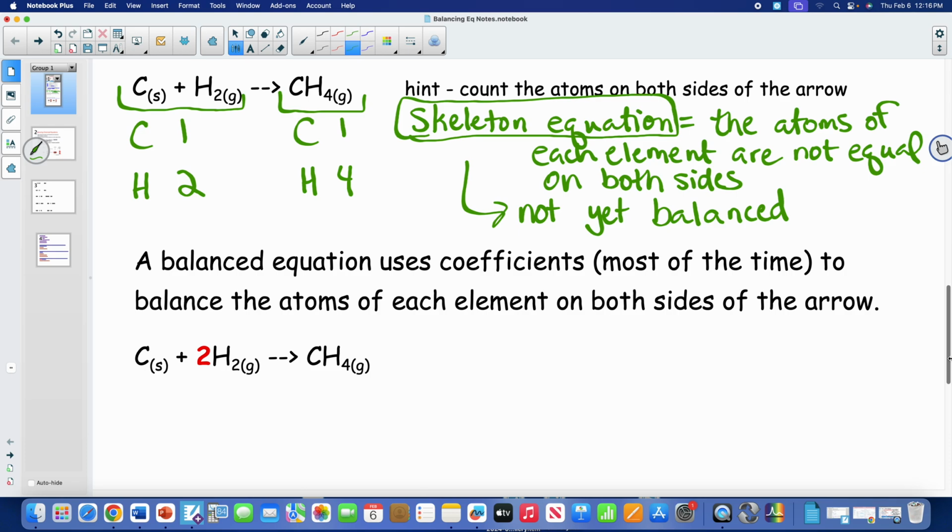Okay, so a balanced equation uses coefficients most of the time. Sometimes you'll have an equation that's balanced without any coefficients, to balance the atoms of each element on both sides of the arrow. Okay, so think about what a coefficient means in math class.